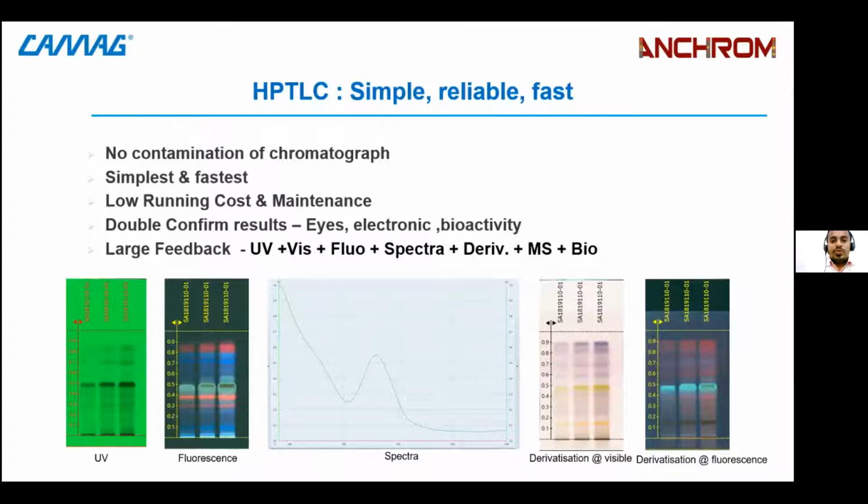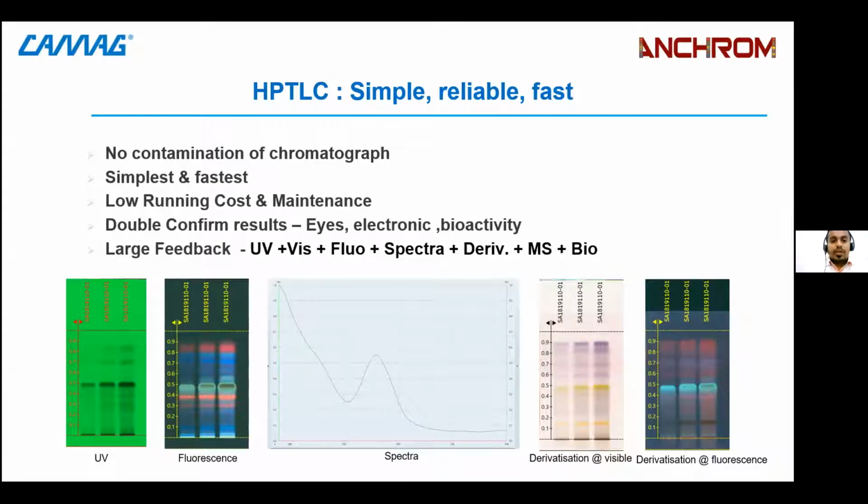So why HPTLC? Because it is a simple, reliable, and fast technique. In HPTLC, there is no contamination of the chromatograph, because every time we use a new stationary phase for a new sample analysis. It is simple because the software is very simple, easy to handle. The practice of HPTLC is very simple. Low running cost and maintenance. The running cost is very low because the solvent consumption is very less. The stationary phase cost is very less, and the maintenance of HPTLC instruments is very less.